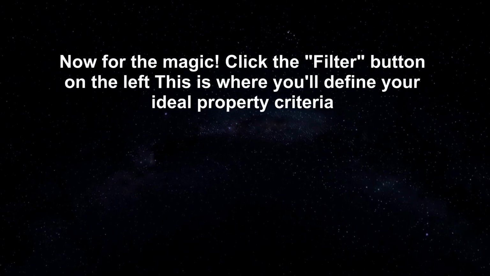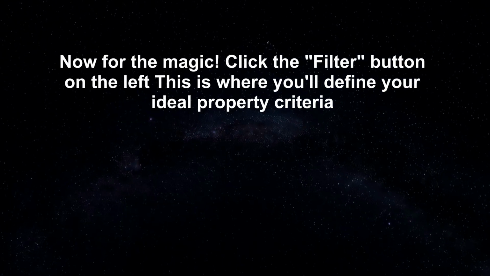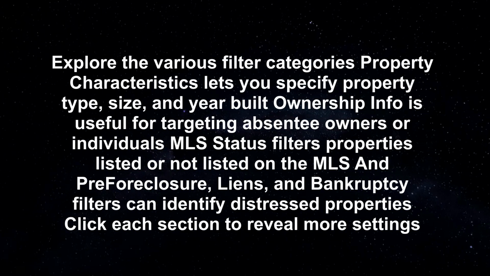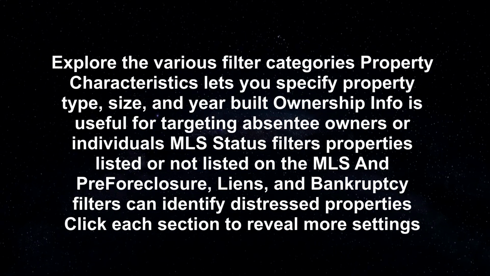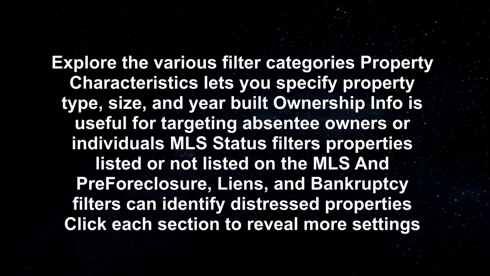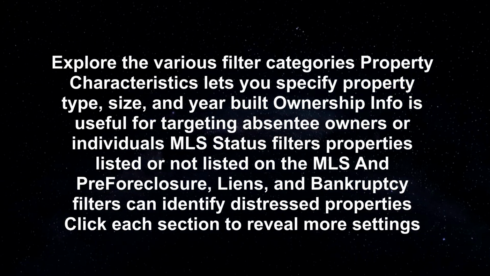Now for the magic. Click the Filter button on the left. This is where you'll define your ideal property criteria. Explore the various filter categories. Property characteristics lets you specify property type, size, and year built. Ownership info is useful for targeting absentee owners or individuals.